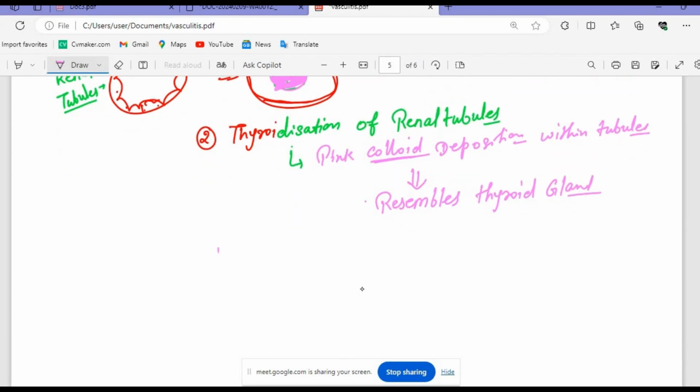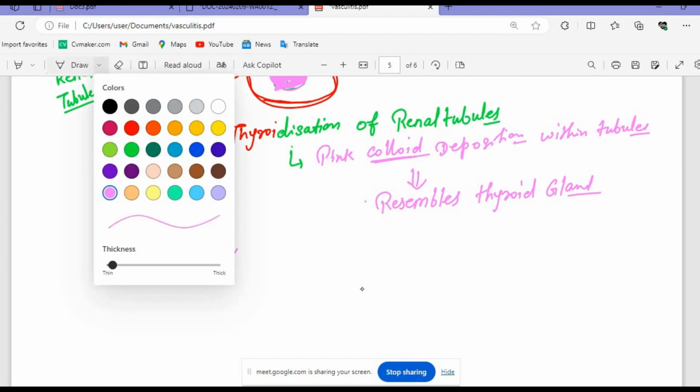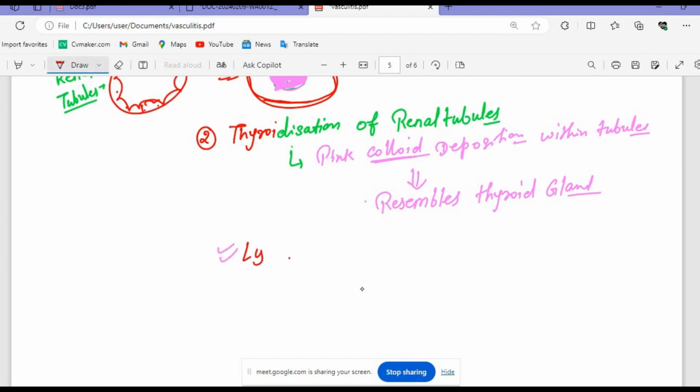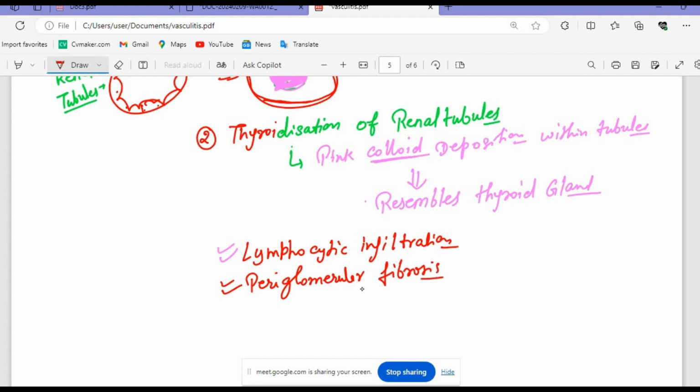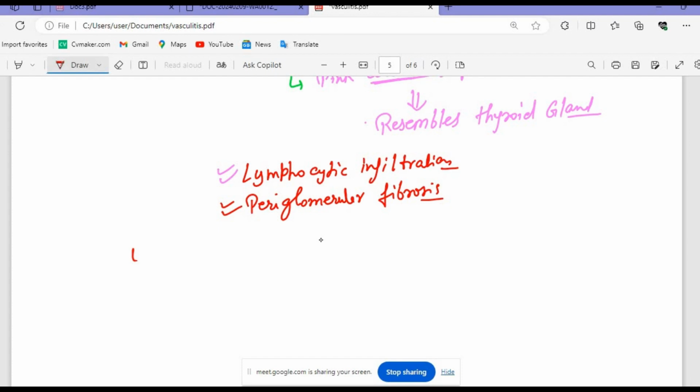Along with that, we will see lymphocytic infiltrations. We can also see periglomerular fibrosis. Peri means around, glomerular means glomerulus, so around the glomerulus there will be fibrosis. Again, in chronic pyelonephritis, on urine microscopy, what will we see? We will see WBC casts.